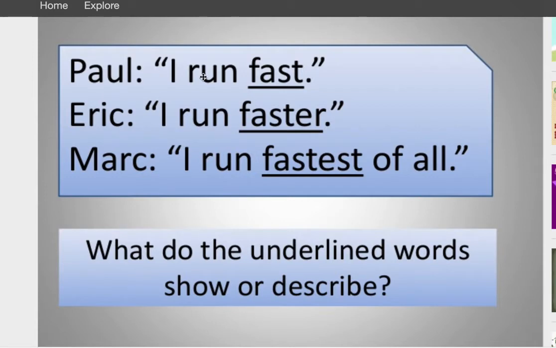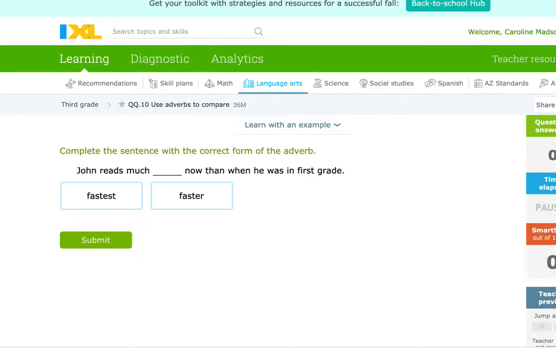So notice Paul is just talking about himself, no ending. Eric's just talking about Paul and Eric, and he added an ER. Mark said, I run fastest of all. He's talking about all three of them, and he added an EST. So it shows how we are comparing. And so these words, fast, faster, fastest, are all talking about how they run. Run is their verb, so these are all of our comparing adverbs. So now let's go over some examples.